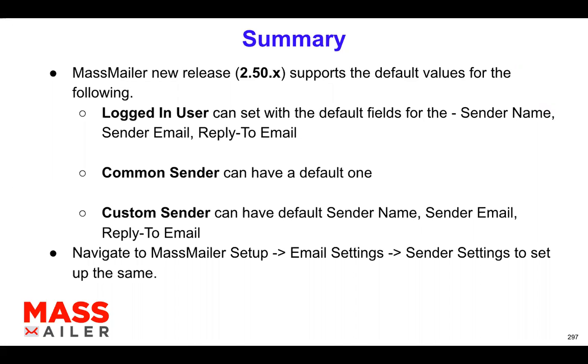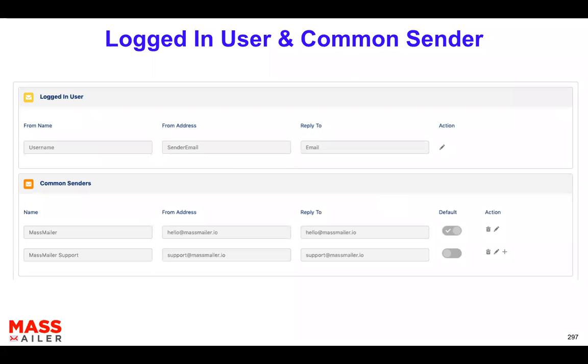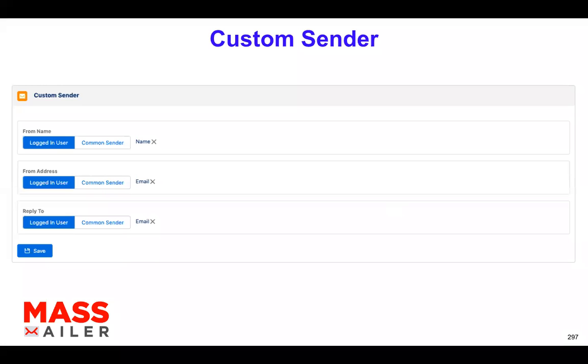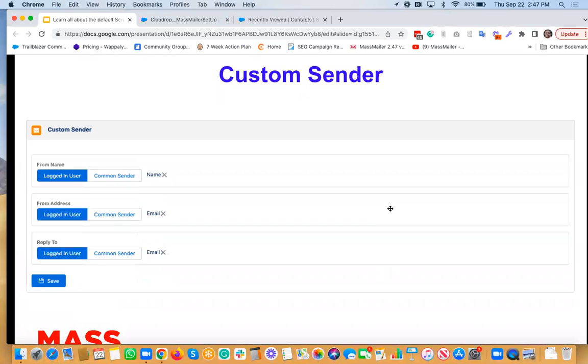And how do you access this, or how do you set it up? You go to MassMailer setup, email settings, sender settings, where you can mention these default values. This is how it's going to look with the logged in user and common senders, and for the custom sender, this is how it looks. But I'm going to show you in a quick demo. Let's take a look at it quickly.